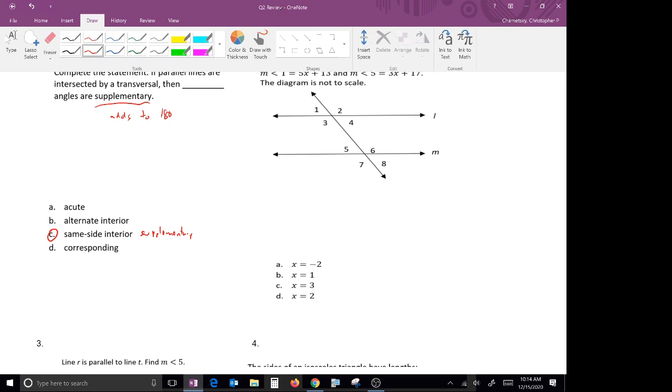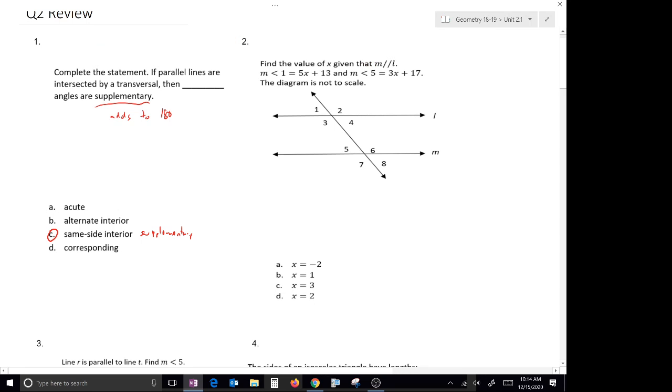The other ones, well, it can't be acute because two acute angles can't add up to be supplementary, and alternate interior angles are congruent and corresponding angles are congruent. So the correct answer is same side interior.